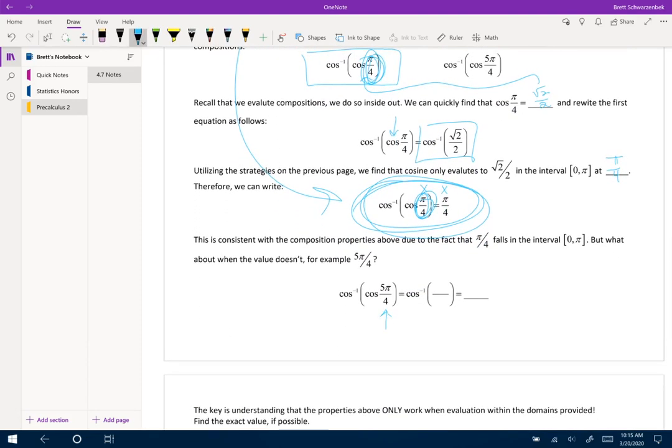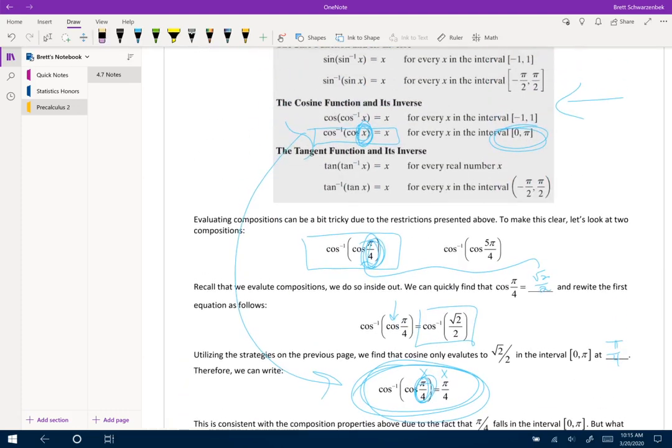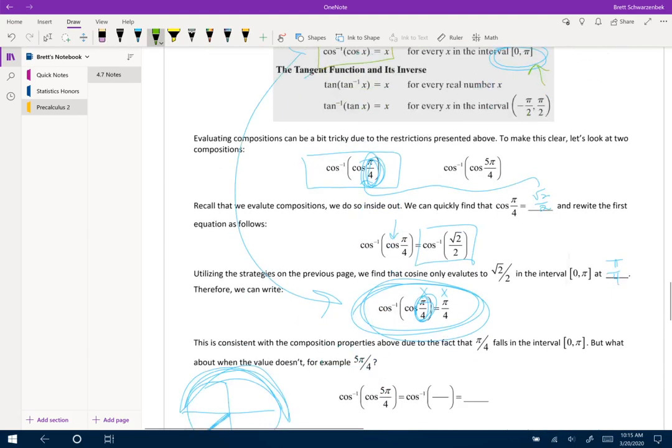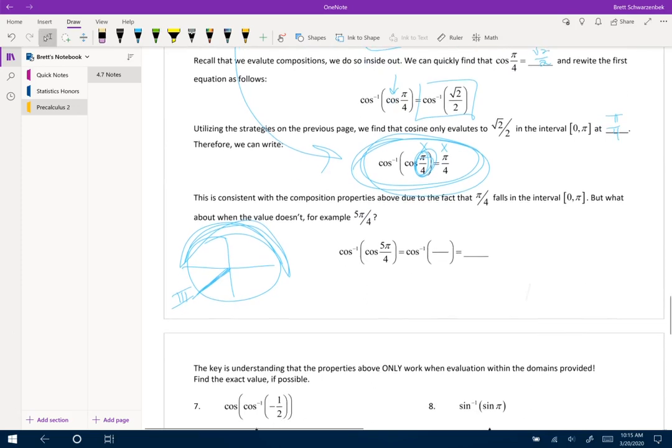5 pi over 4 is actually, in our setup, in quadrant 3. So it is not from 0 to pi. So how do we manage that? What it's telling you is that you cannot use this formula now, because it doesn't fit our range of values. So let's verify that to make sure it's true.